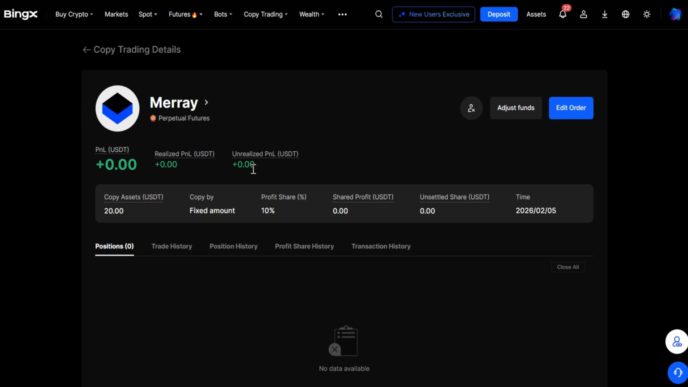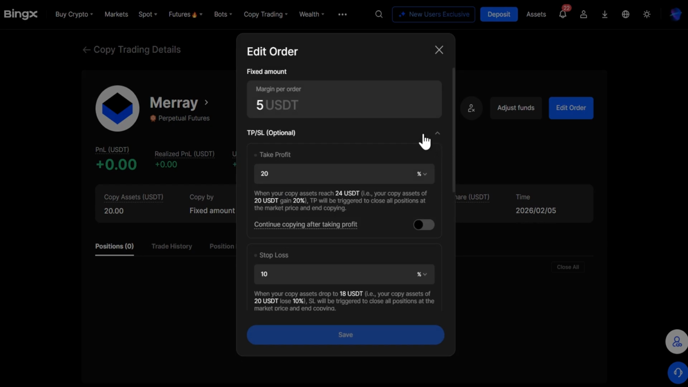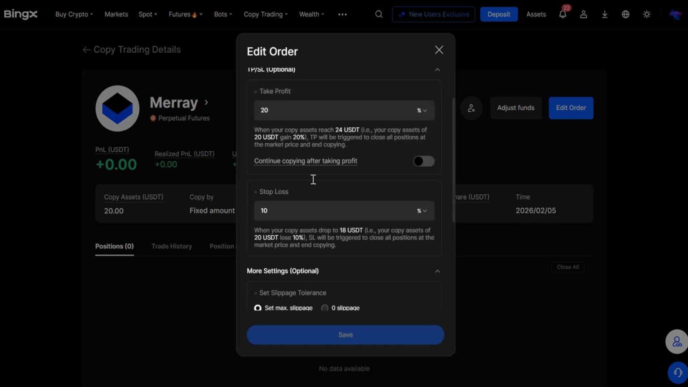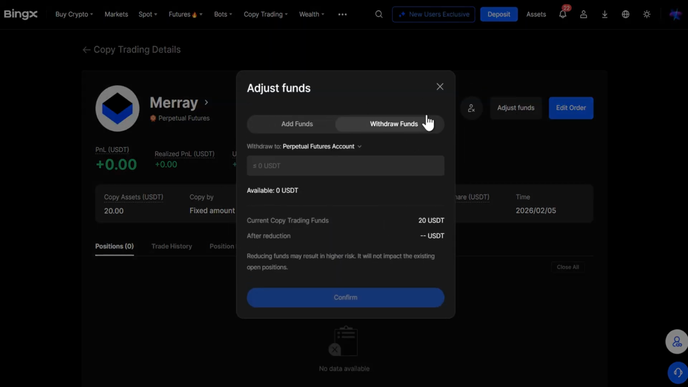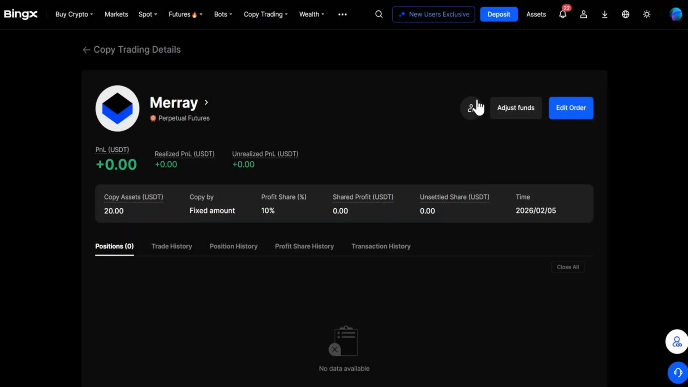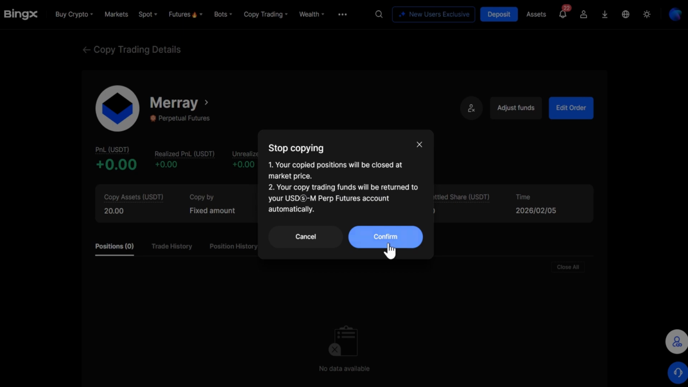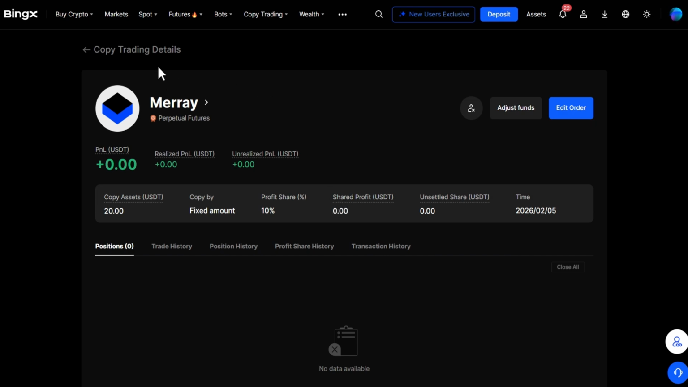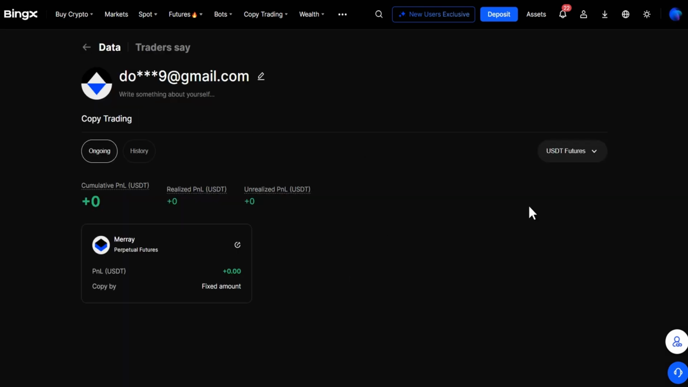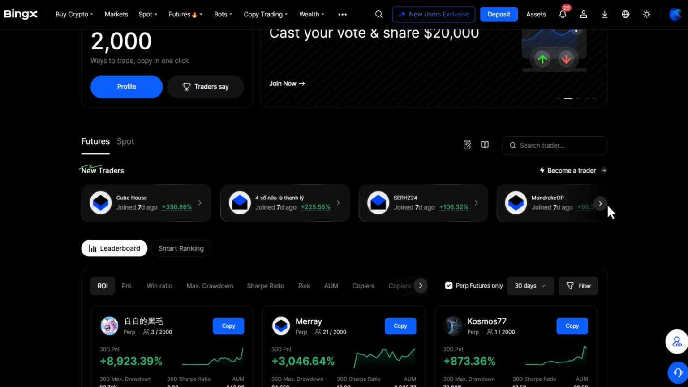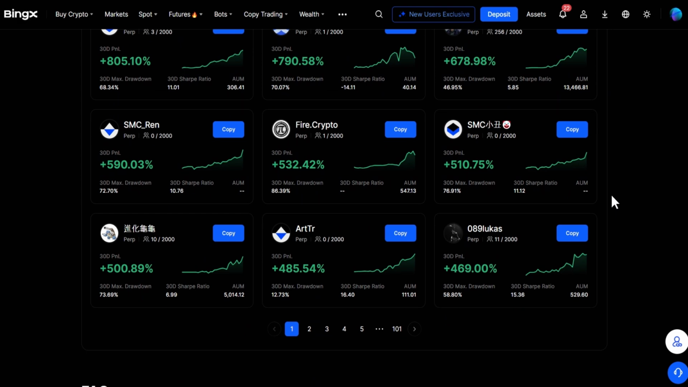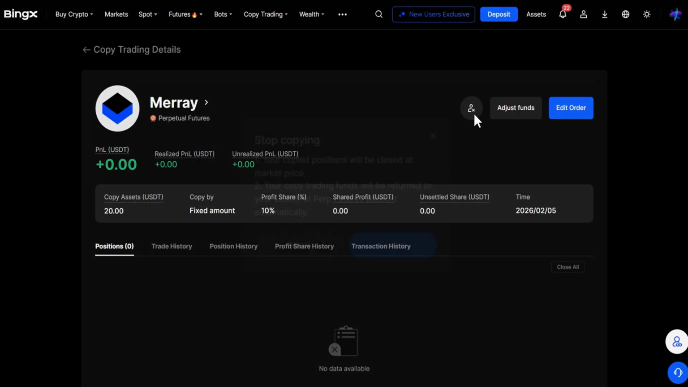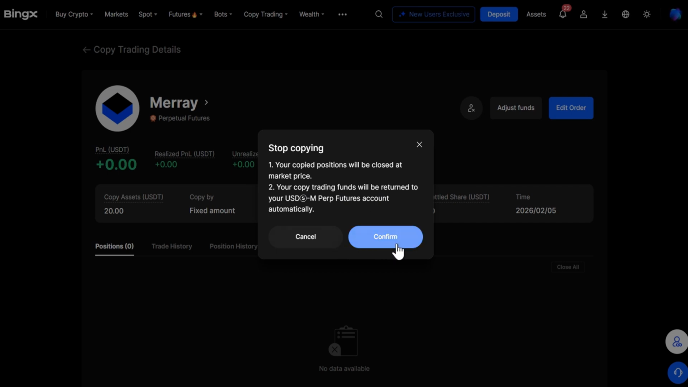On the trader tab, you can edit order by adjusting your investment amount, stop loss, or take profit at any time, adjust funds by adding or reducing margin, and you can also unfollow a trader and all their trades if their performance declines. I recommend checking your copy trades at least once a day, especially in volatile market conditions. If you see a trader's strategy changing, their drawdown increasing significantly, or their copiers' earnings turning negative, don't be afraid to stop copying them and find someone else.